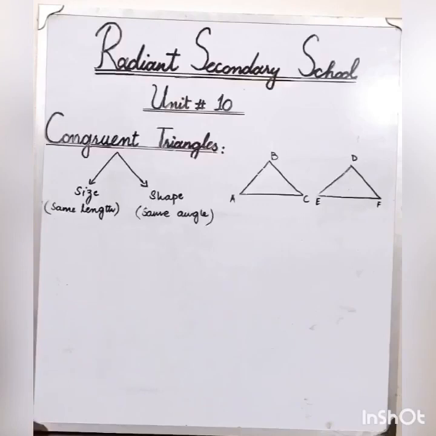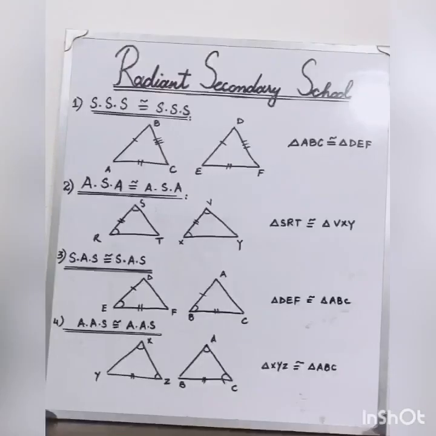Now here are some properties, or you can say there are some postulates of congruent triangles which we are going to discuss here. These four postulates are SSS, ASA, SAS and AAS postulate. The first one is SSS postulate.